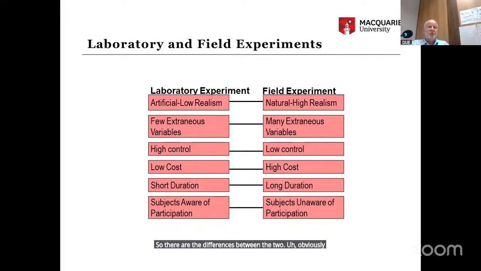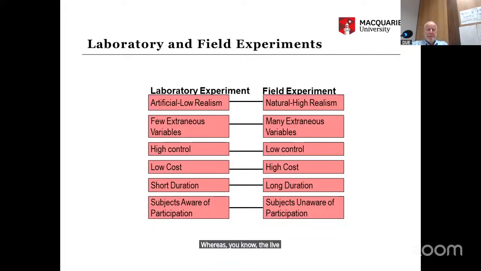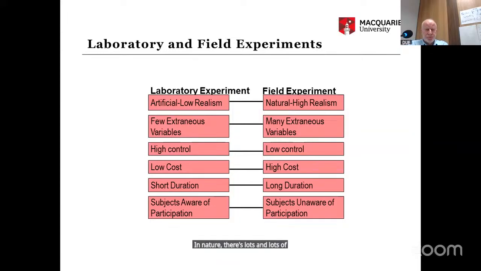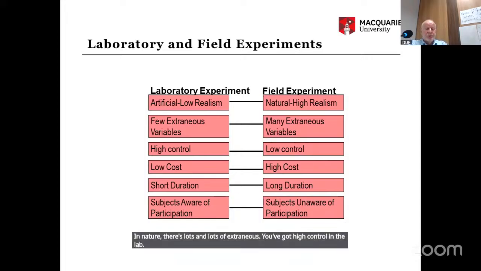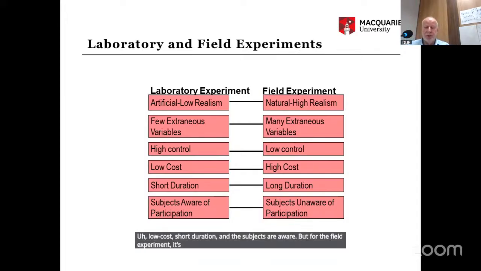Obviously, the field experiment, the natural experiment, is very realistic, whereas the lab experiment is low realism, but it also has few other factors that could affect it, whereas in nature, there are lots and lots of extraneous factors. You've got high control in the lab, low cost, short duration, and the subjects are aware. But for the field experiment, it's low control, high cost, long duration, and subjects are unaware.